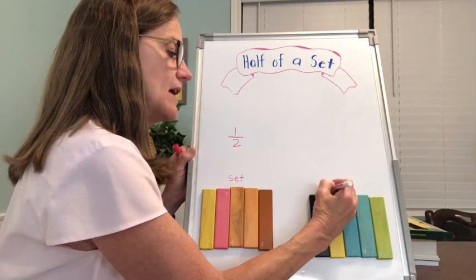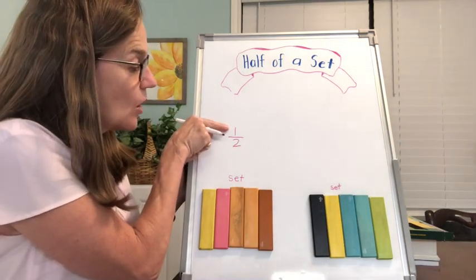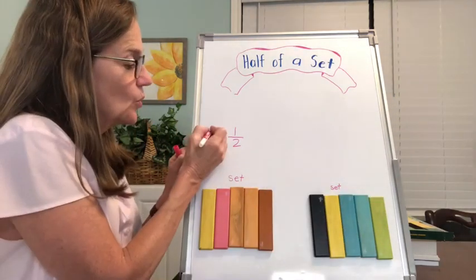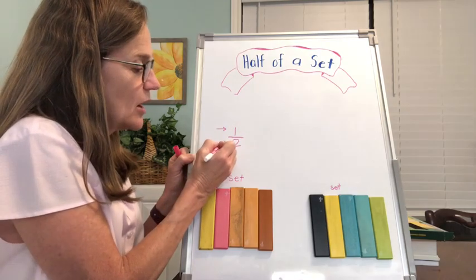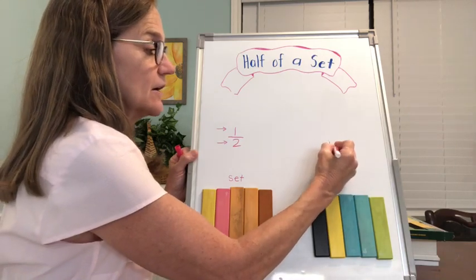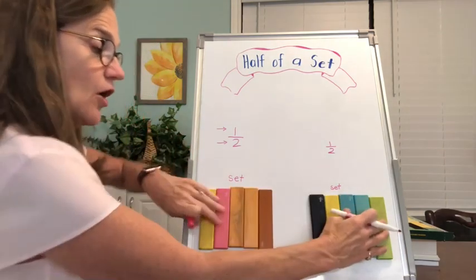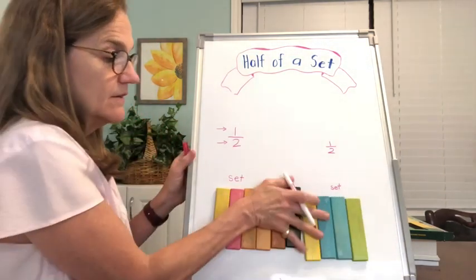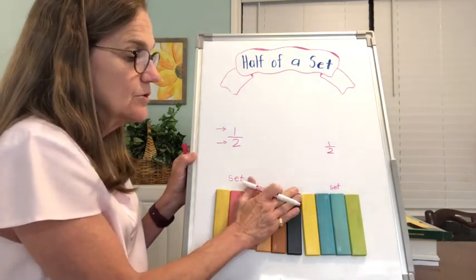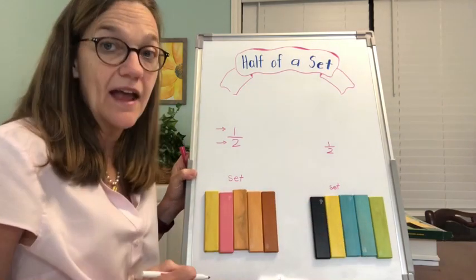We had a big set, and we divided it into two equal smaller sets. So this is one set, and there are now two sets. This is one part, and there are two parts in the whole set. Here's an equal part, and here's an equal part. Same thing over here. This is one set, and there are two sets in this whole group of rectangles. We have two smaller sets. There's one, and there's one, and they are equal.